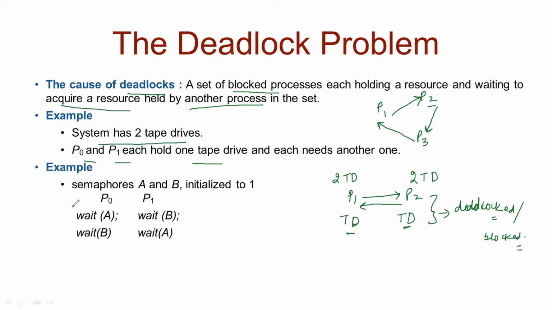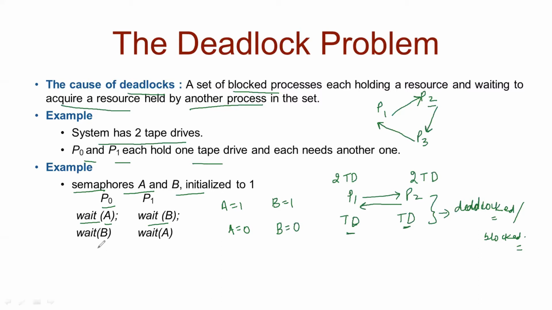Now next example, semaphores. You must have covered semaphores in synchronization. Okay. Now there are two semaphores A and B. A equals 1 and B equals 1. Now what has happened? Process P0 has generated a wait call on semaphore A. So the value of A becomes 0. Now process P1 has called wait B. So B equals 0.